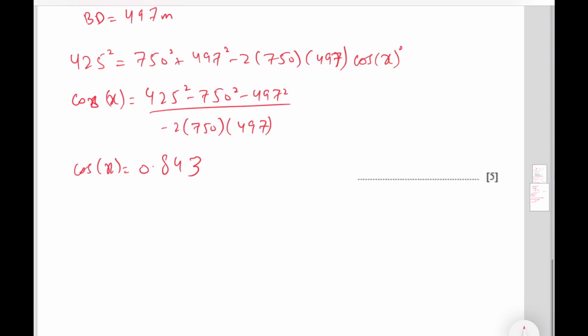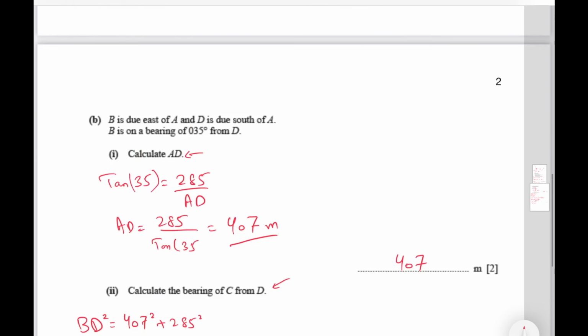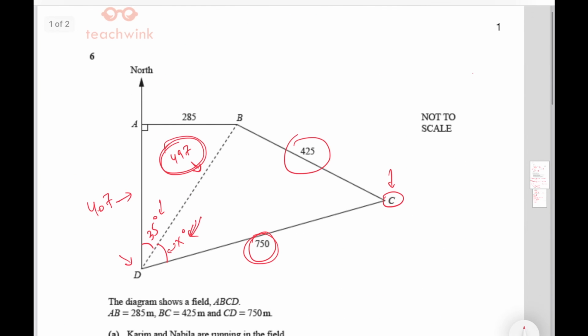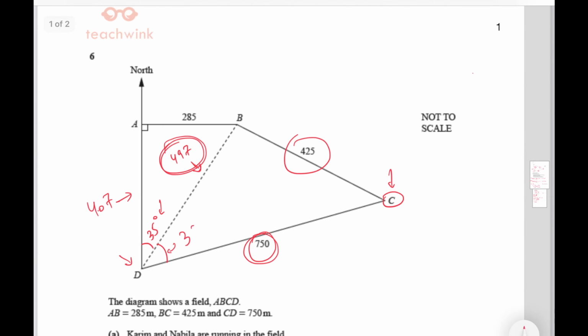When we divide this by this, we get 0.843, and then we do the cos inverse of this, and the angle comes out to be 32.5 degrees. So we just found this angle right here, this middle angle. So this is going to be 32.5 degrees.